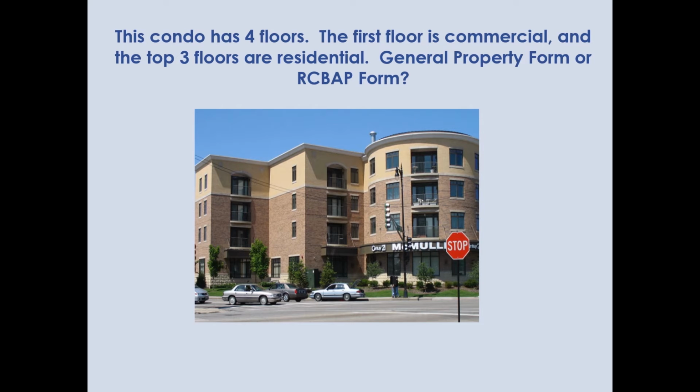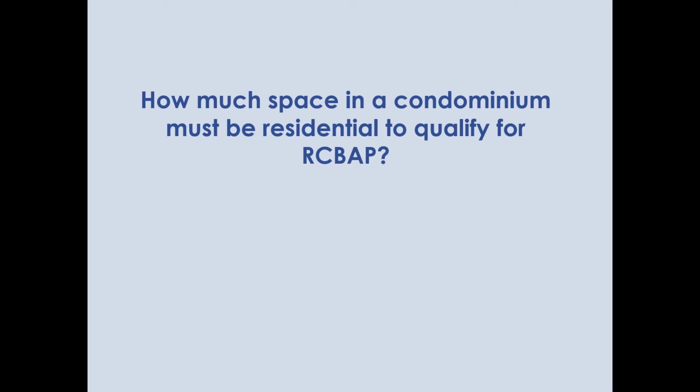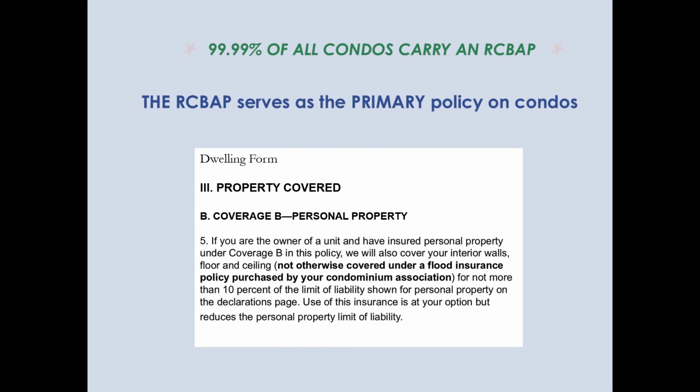Here we have 4 floors, 3 of which are residential. That tells us 75%, so we know this would be correctly identified as an RCBAP policy. This one is 50-50. We don't have 75. We need to be a general property. And again, 75%. So we're hammering this home to you because it is important.